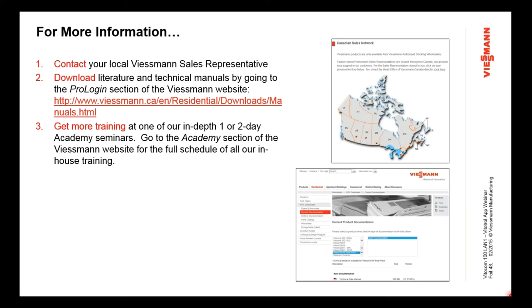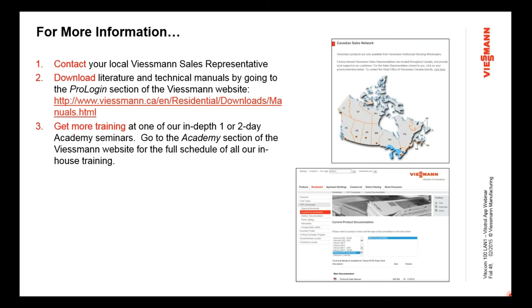Or if you want just manuals, you want literature, you can go to the website again and click on the Pro Login tab. And from there, you're going to get the Viessmann documentation page. On that page, we have all the documentation on everything we currently sell under current documentation and even historical documentation. So if it's an old piece of equipment that you don't know, the manuals have disappeared, you can go to that tab and go to historical documentation and get information on that.